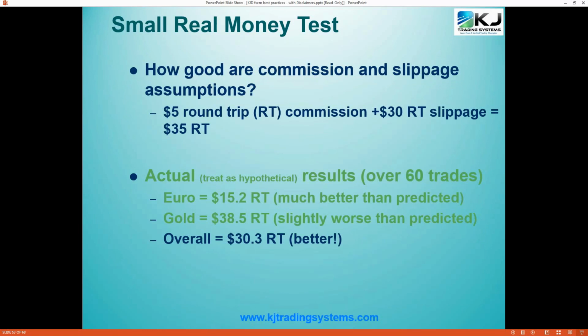Here's an example. I made an assumption for a gold and a euro system, and when I started trading live, I went back and reviewed those values, and I found out that I'm a little bit better in one market, worse in another. But I do this for just about every market, so I know I have pretty decent slippage amounts. And you could do that obviously with whatever you're trading, whether it's stocks, forex, or anything else.